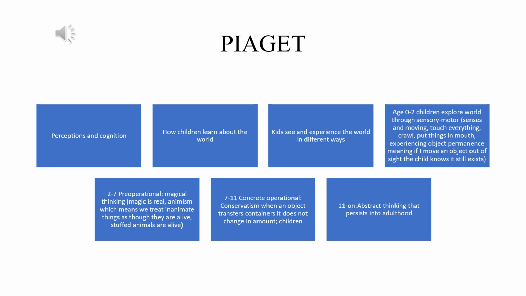Then we move from 7 to 11. This is concrete operational. So this is more based on conservation, so that they start understanding when we transfer objects from one container that's really big to another container that might be smaller, they understand that the amount has not changed. So 7 to 11, more concrete operational, and they're learning conservation. And then from 11 on, their abstract thinking is developing. Of course, they're not going to have the same abstract thinking abilities when they're 45 that they do at 11, but they're starting to put pieces together, and the expectation is that they continue to learn and grow and have more and more abstract thinking as they progress through life.